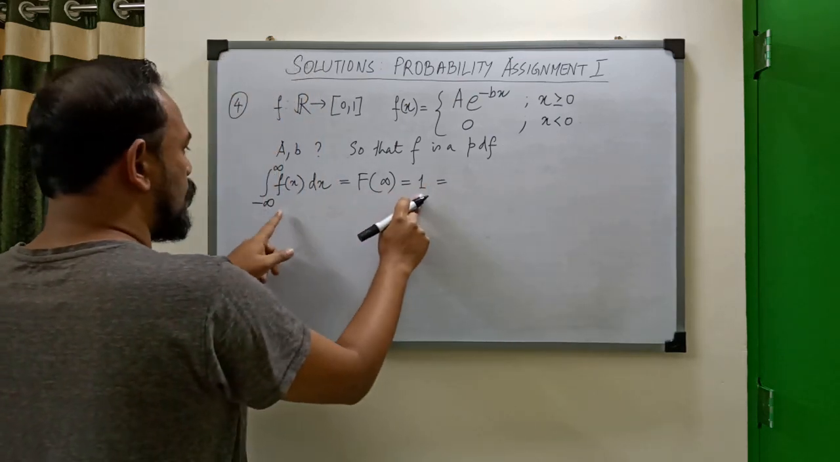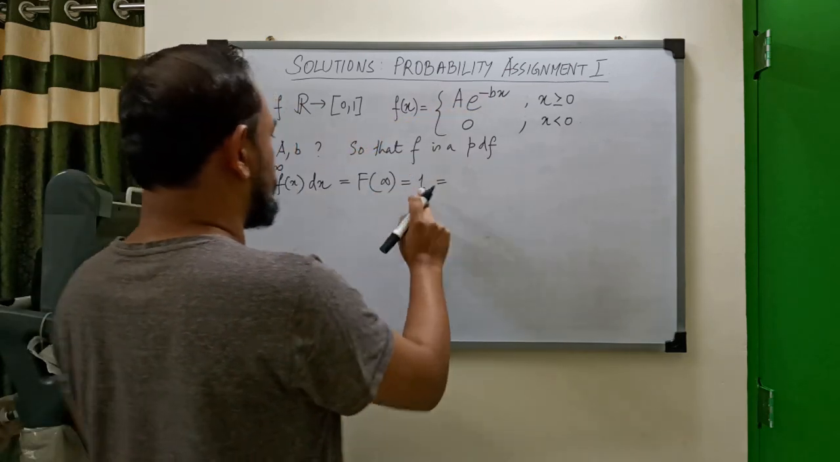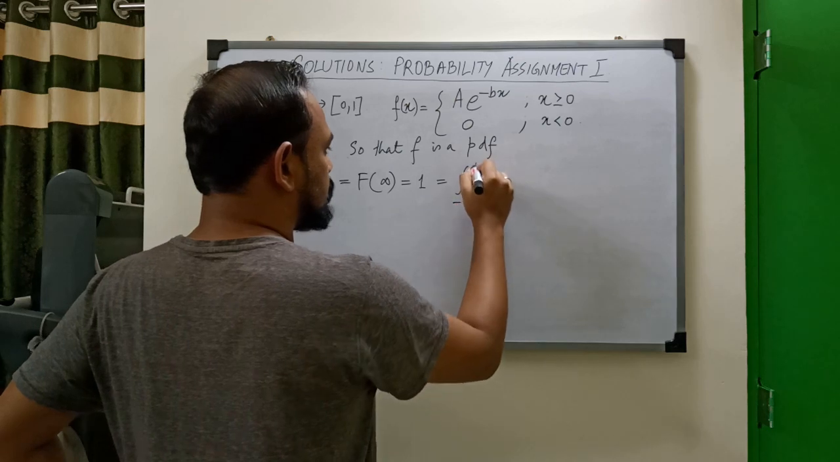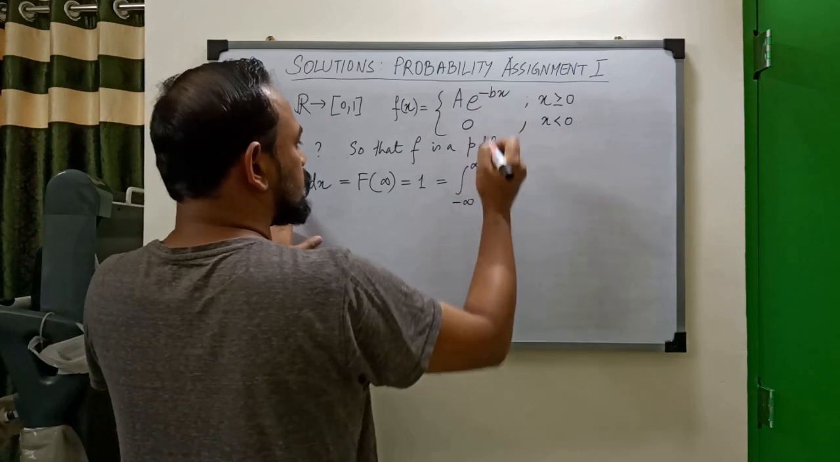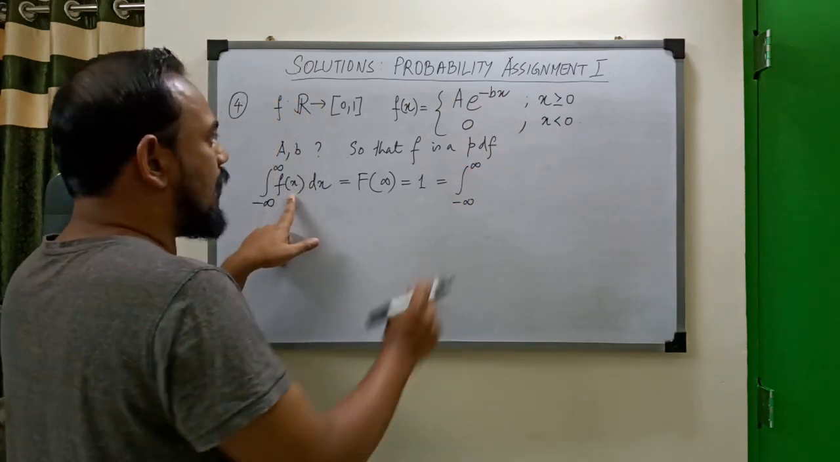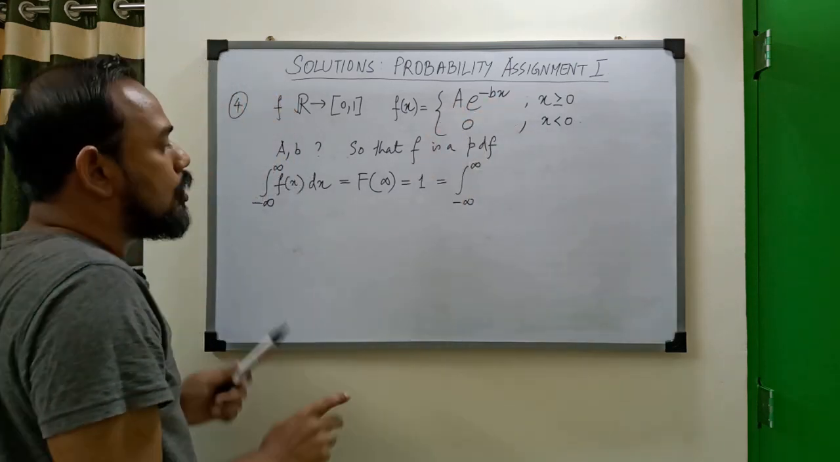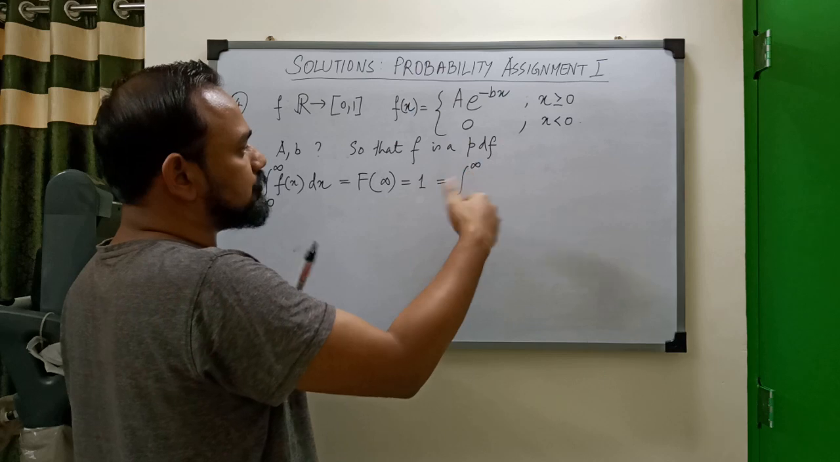And it should give us 1. Okay, that should give us the condition on capital A and small b. So if I integrate this function between minus infinity and plus infinity, there are two segments over which the function behaves differently.